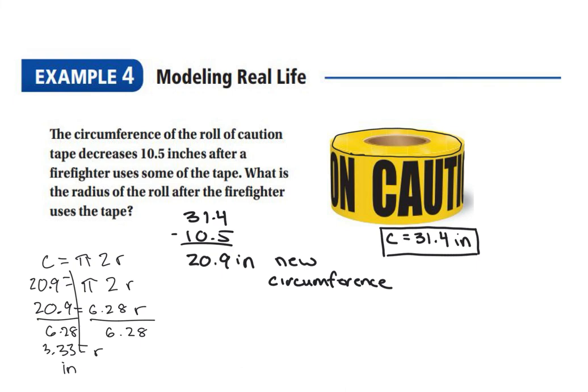And the question says, what is the radius of the roll after the fighter uses the tape? And that's what we got. 3.33 inches is our new radius. And radius is from the center to any point of the circle.